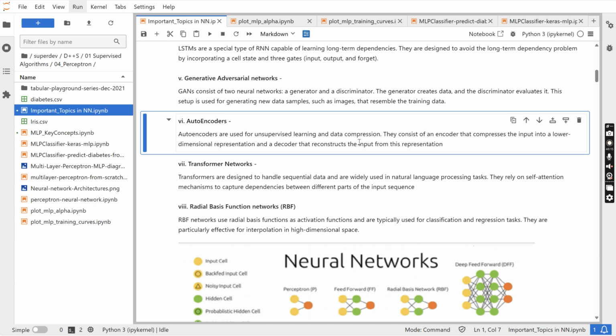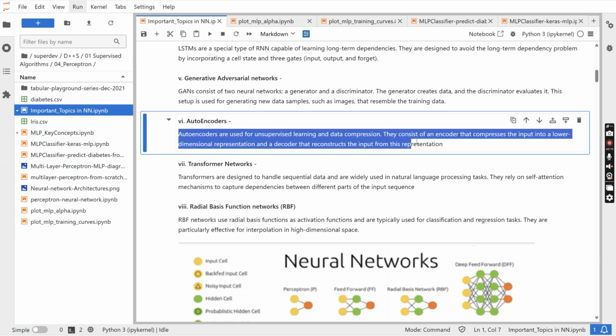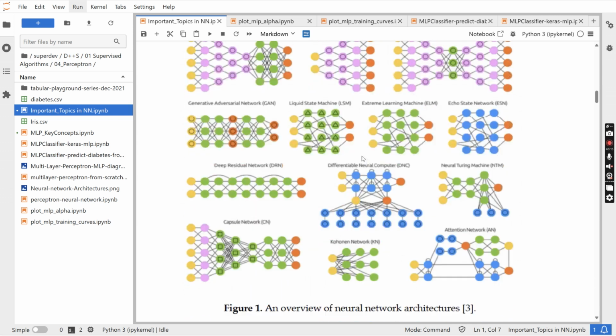Okay, and the decoder will reconstruct the original input from whatever the compressed data is. And the idea is, if that reconstructed input is very different from the original input, then we immediately call it fraud. Or we immediately identify that as an outlier kind of mechanism. Okay, so that is where autoencoders are used.